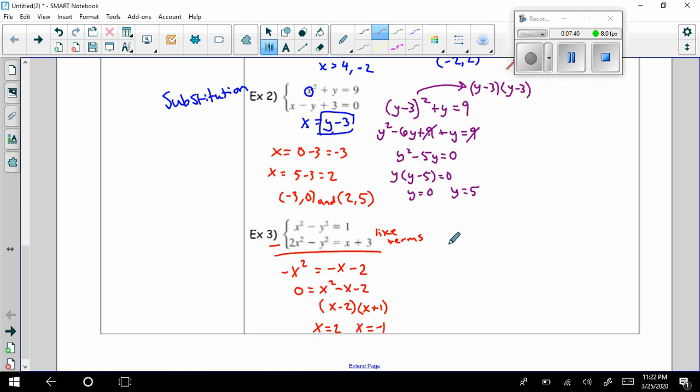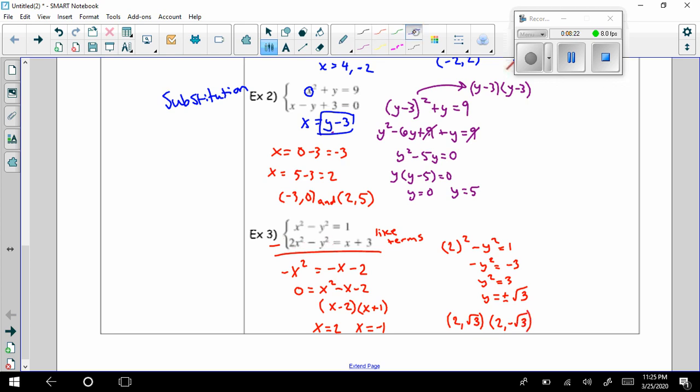And so I'm going to plug those in up here. So I get 2 squared minus y squared equals 1. So that's 4. So negative y squared equals negative 3. y squared equals 3. And y equals plus or minus the square root of 3. Okay, so for that, we plugged in 2, so we have the point 2, square root of 3. And we also have the point 2, negative square root of 3.